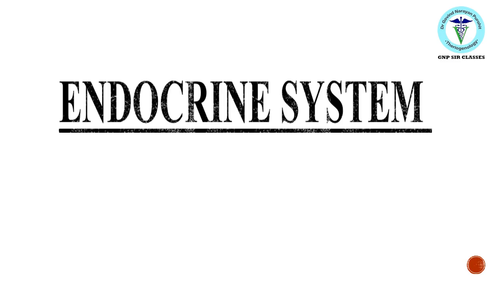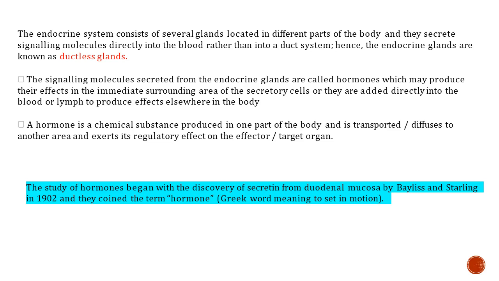The endocrine system is a complex network of glands that produce and release hormones to regulate various functions in the body. Let's explore the key components and functions of this system. Endocrine glands secrete hormones directly into the bloodstream, influencing various bodily functions. These glands include the hypothalamus, pituitary, thyroid, and more. Hormones act as messengers, affecting different parts of the body.